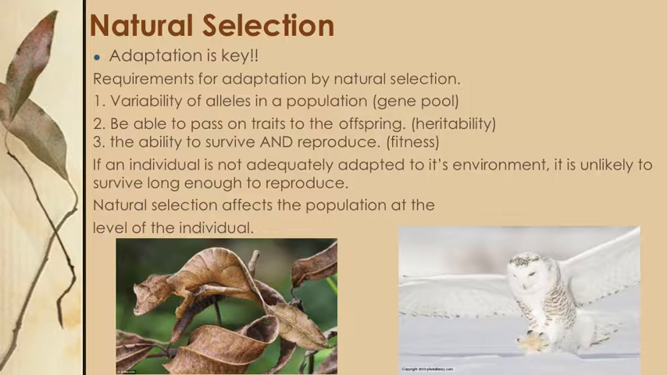The requirements for adaptation by natural selection are variability of alleles in a population, heritability, being able to pass on traits to offspring, and fitness, the ability to survive long enough to reproduce. If an individual is not adequately adapted to its environment, it is unlikely to survive long enough to reproduce. Natural selection affects the population at the level of the individual.